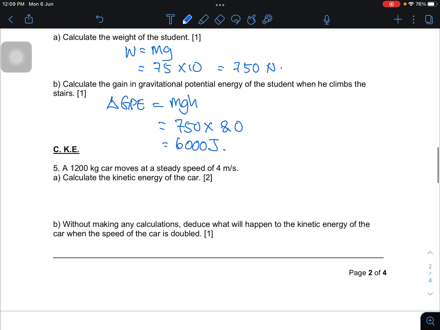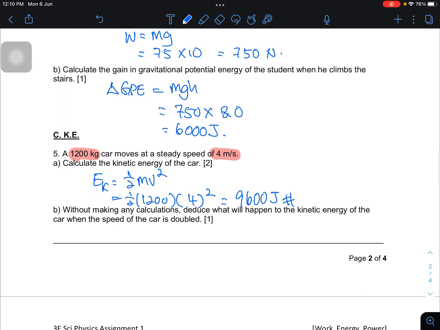Part C focuses on KE. A 1,200 kg car moves at a steady speed of 4. Calculate the KE. In this case, I'm calculating the exact KE, half mv squared. Throw in the formula. Half times 1,200 times 4, squared. Press the calculator properly, because sometimes students punch in half times 1,200 times 4 and then square, so the square is applied to the entire expression. Be very careful with that. Half times 1,200 times 4 squared is 16, so 9,600 joule.